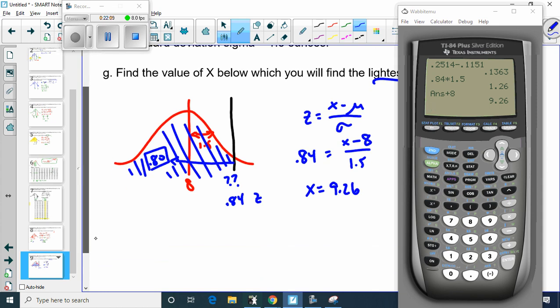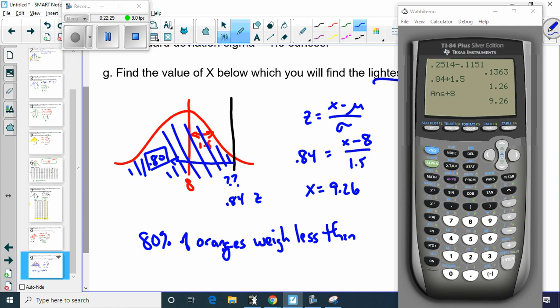Which means 80% of oranges weigh less than 9.26 ounces.